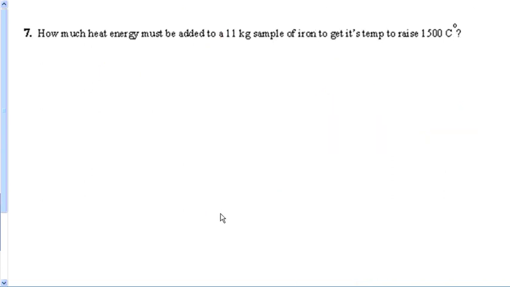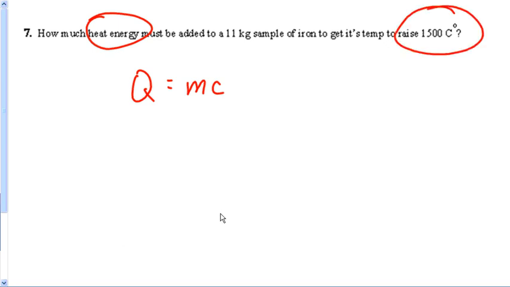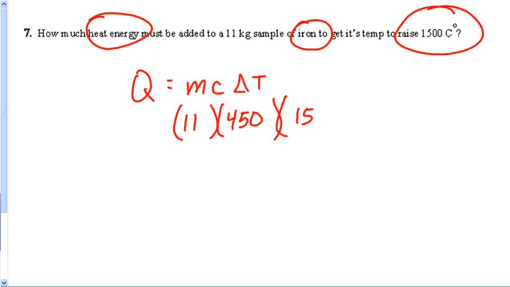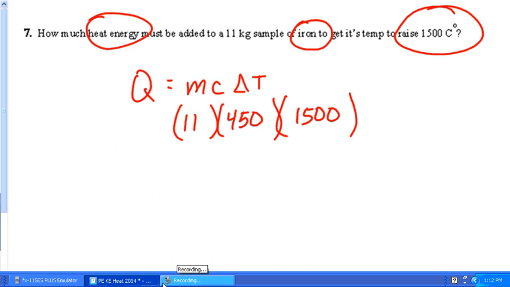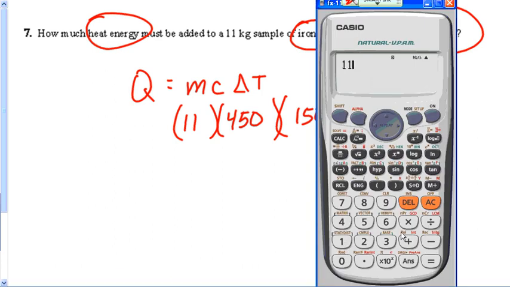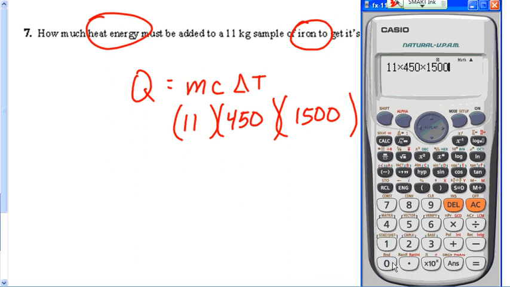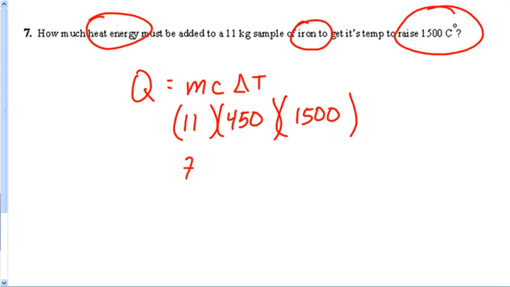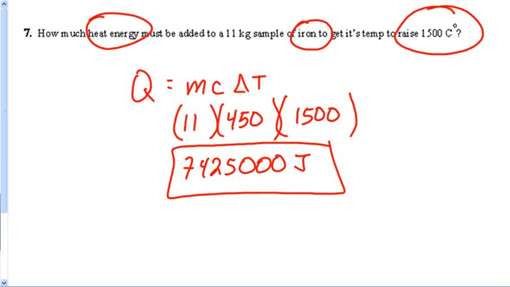Let's see. Number 7. How much energy? This one says heat energy. So I'm going to write Q equals MC delta T or TF minus TI. Well, this just says raise it, so I'm just going to write delta T. So it's 11 times, and you've got iron. Iron's specific heat is 450. No, you didn't have to have that memorized. That's 1500. So this would be 11 times 450 times, what was this, 1,500? 7,425,000 joules. Wowzers. So a lot of energy in that problem.